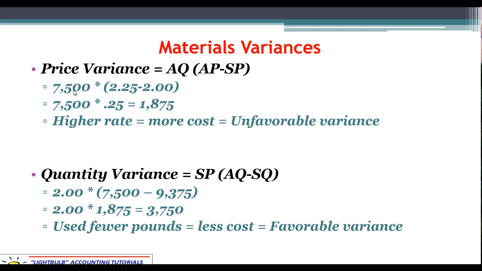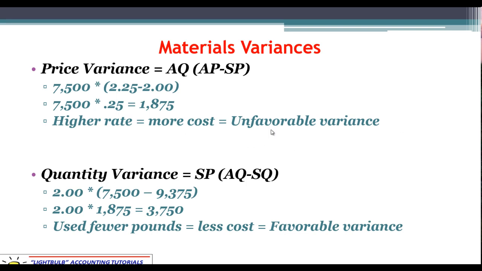So 7,500. Now, what that means, by the way, before we even get to the item outside of the brackets, we can tell immediately whether this is going to be an unfavorable or favorable variance. Actual price is higher than standard price. More cost or more price is a bad thing for materials. So it's going to be an unfavorable variance right off the bat. The only question is, how big is that variance going to be? That's when we have to multiply by the quantity. We end up with $1,875 spent that was more than expected. Therefore, it's unfavorable.